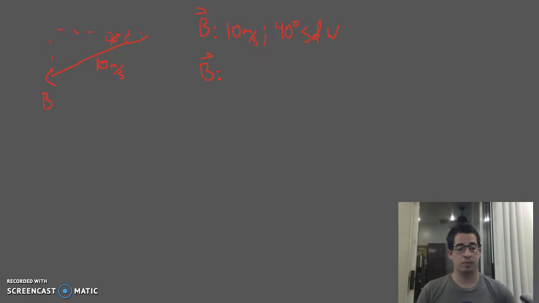Okay, so to find that horizontal component, the I component, you would multiply 10 by cosine of 40 to get that horizontal projection. For the Y component, we'd multiply the 10 meters per second times sine of 40 to get that vertical projection. Okay, and here we have vector B. All right, well actually not quite, because there's something wrong with this. So I'm going to show you why.